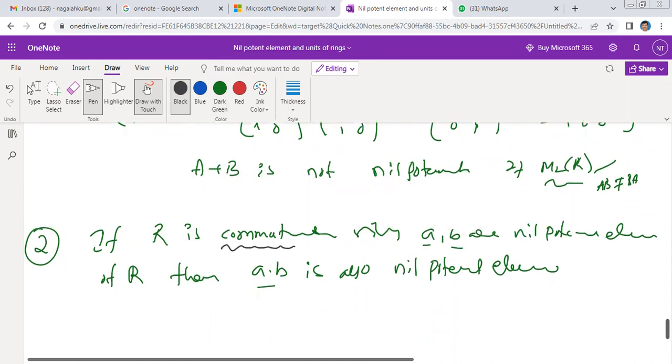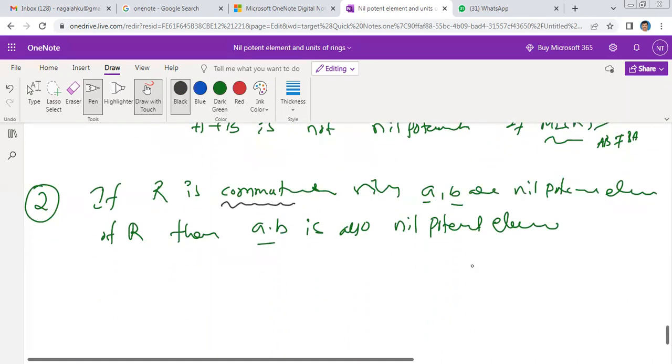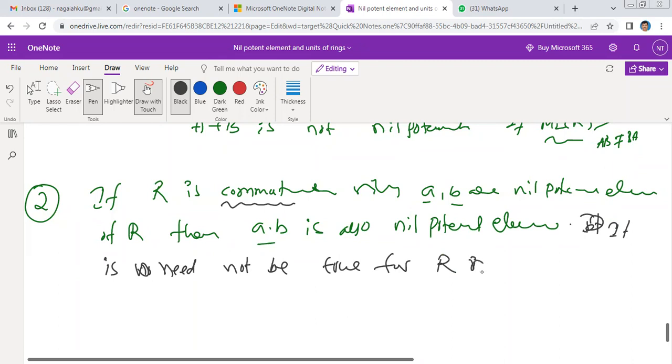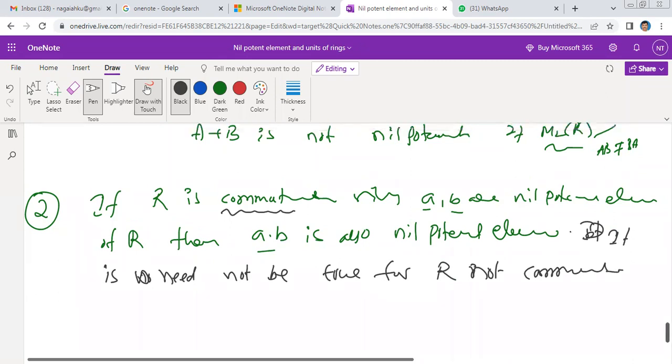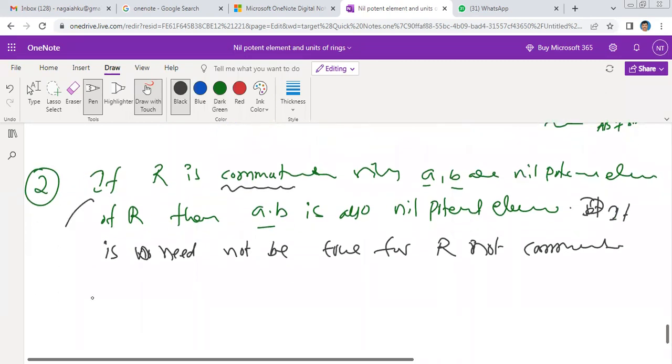You check. If R is not commutative, it need not be true. I'll give a counter example for this. But first, a very simple reason.